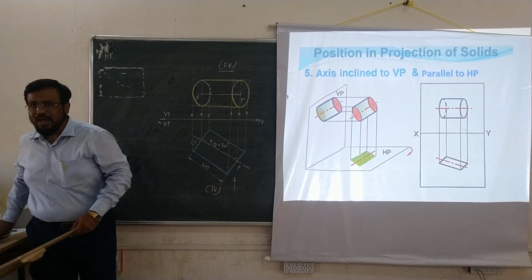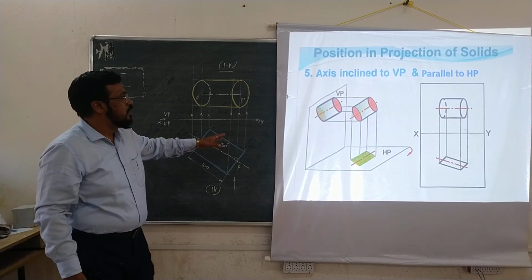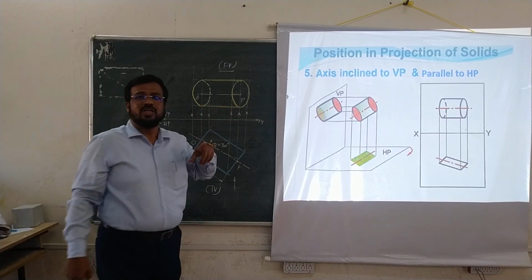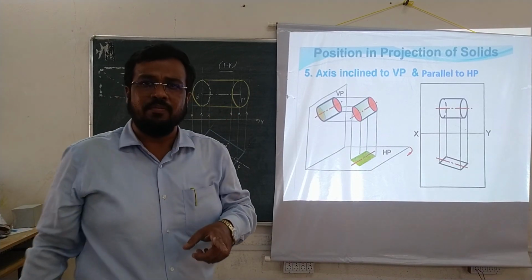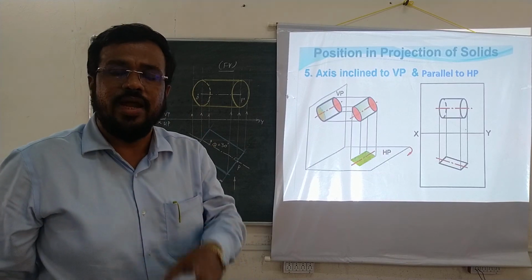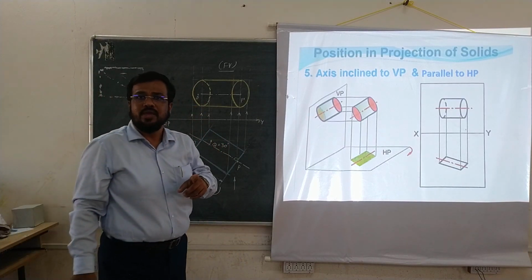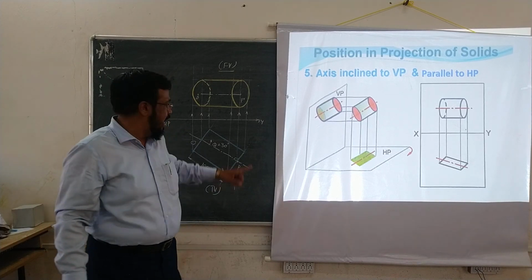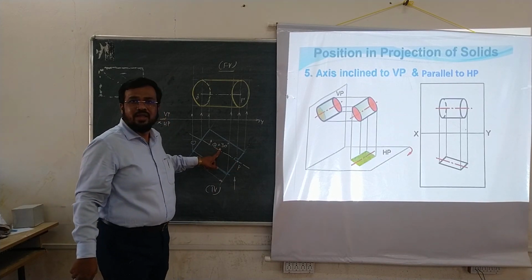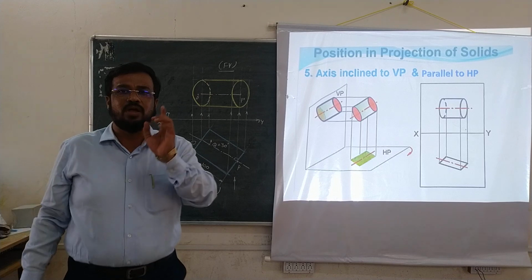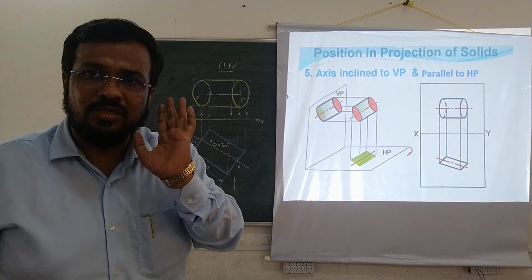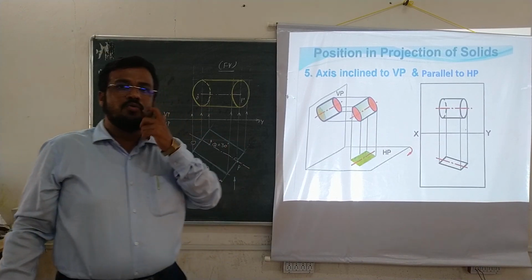A right circular cylinder, diameter 50 mm, axis of height 100 mm, is inclined to VP by angle 30 degrees. Draw the projections of the cylinder, that is, front view of the cylinder and top view of the cylinder.